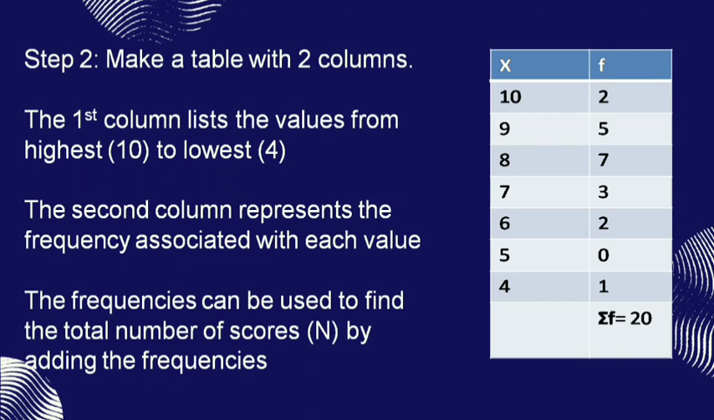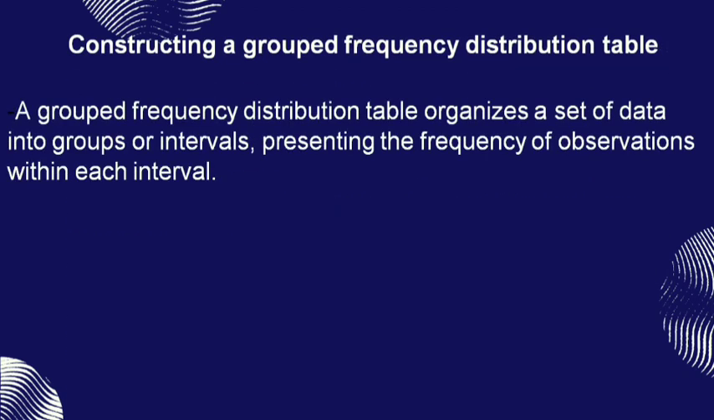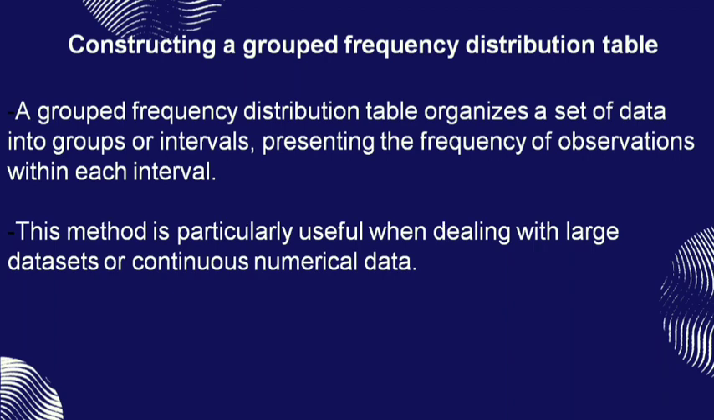Next, I am going to show you how to make a grouped frequency distribution table. A grouped frequency distribution table organizes a set of data into groups or intervals, presenting the frequency of observations within each interval. This method is particularly useful when dealing with large datasets. When a set of data covers a wide range of values, it is unreasonable to list all the individual scores in a frequency distribution table.